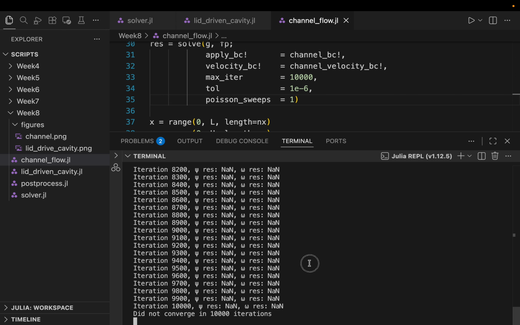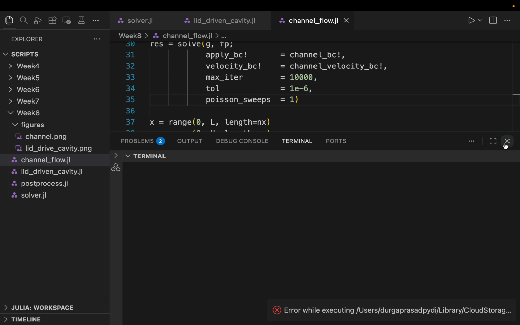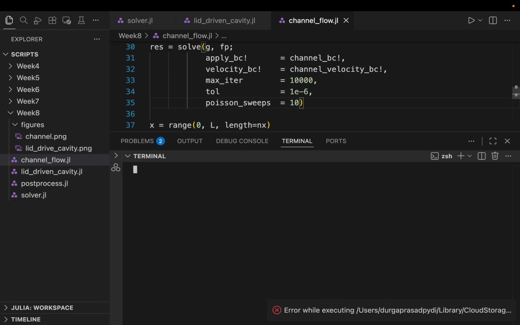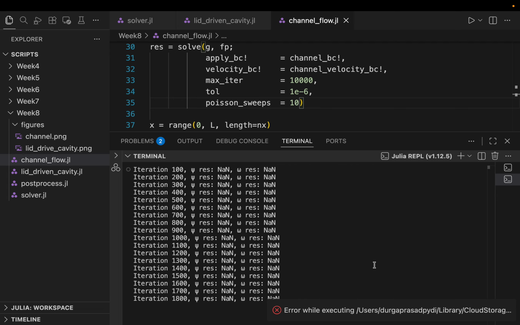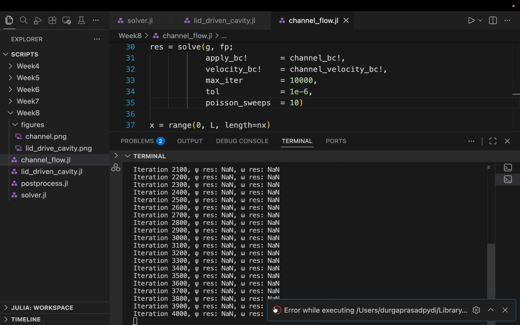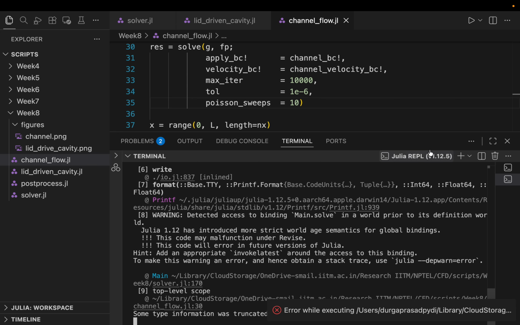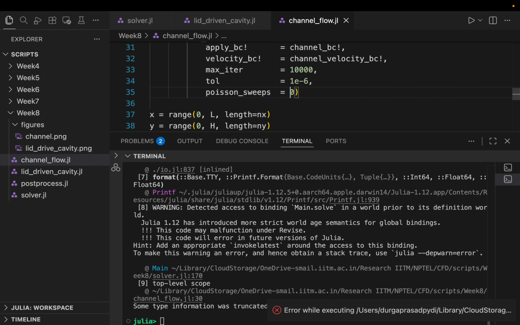Okay. I think even with 10 sweeps, it wouldn't actually work. Just give it a try. Even with 10 sweeps, it is actually a problem. So I needed at least 20 sweeps to actually solve it.